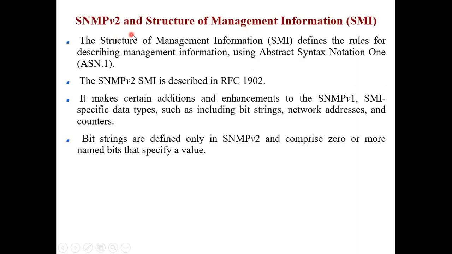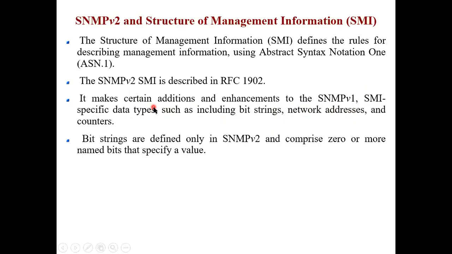What is SMI again? It defines the rules for describing management information using ASN.1. SNMP version 2 SMI is described in RFC 1902, for your information. It makes certain additions and enhancements to SNMP version 1. SMI specific data types include bit string, network address and counter. These things were not there in the SMI of SNMP version 1, so they are added in version 2.